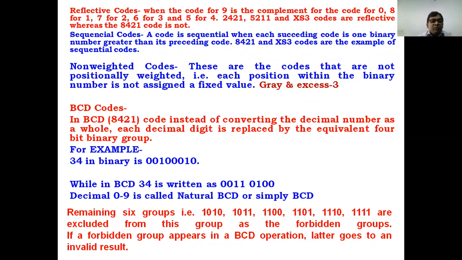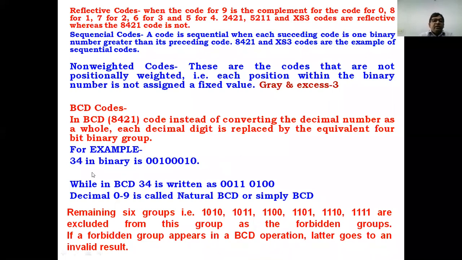For example, if we take 34 of decimal and convert it into binary, it is 00100010. But when 34 is converted into BCD, the 3 and 4 are written separately: 3 is converted into binary, that is 0011, and 4 is converted into binary, that is 0100. So it is simpler than binary conversion.